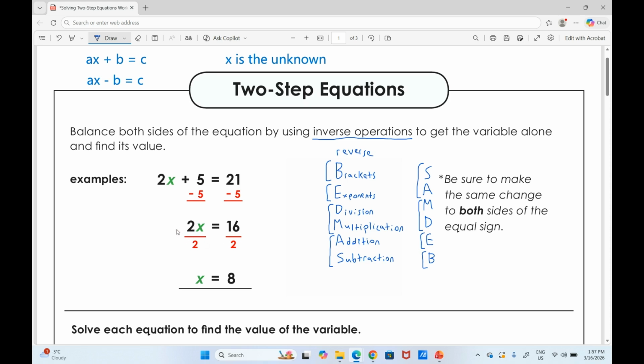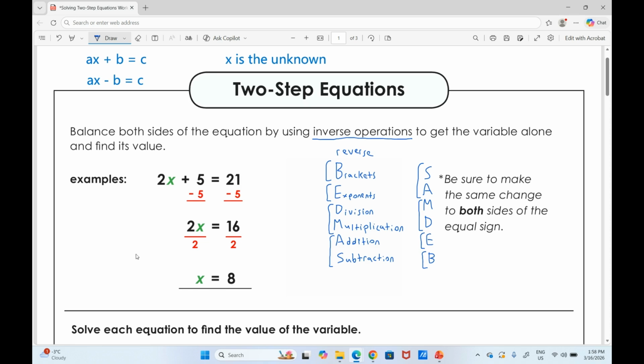Now I only have 2 times x left, so I'm going to undo that multiplication with division. I'm going to divide both sides by 2. 2 divided by 2 is just 1, so I have 1x, which is just x, and 16 divided by 2 is equal to 8. So I have x equals 8.